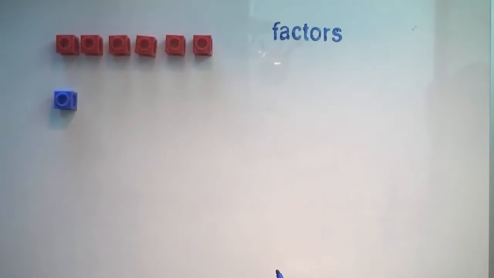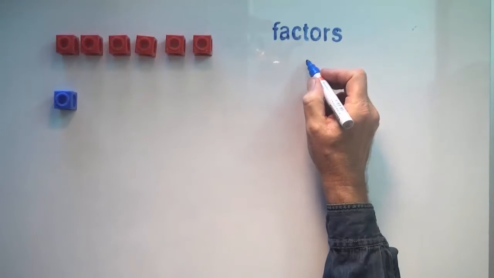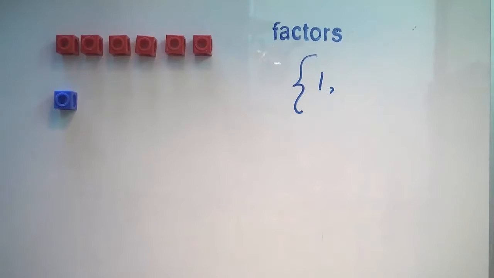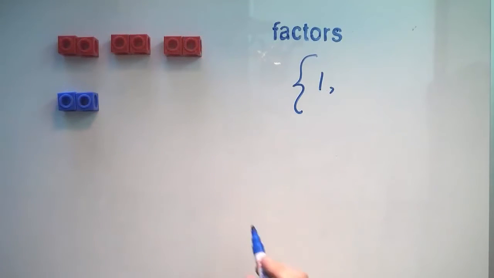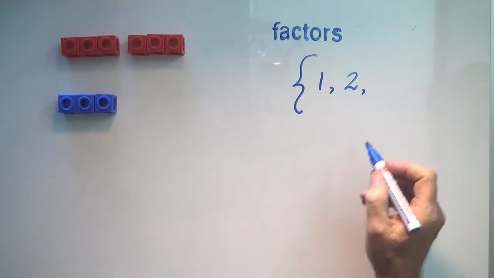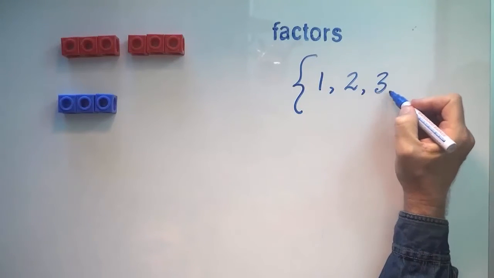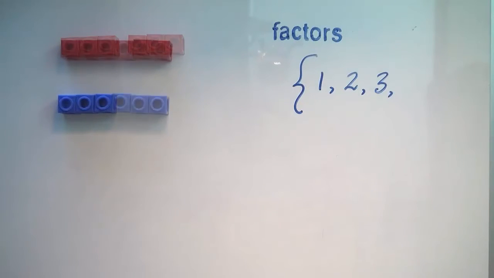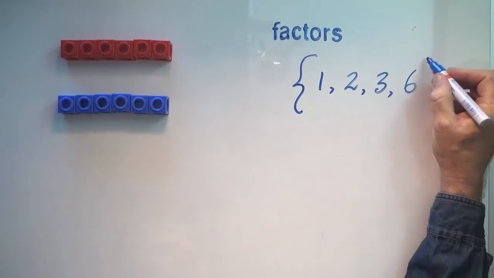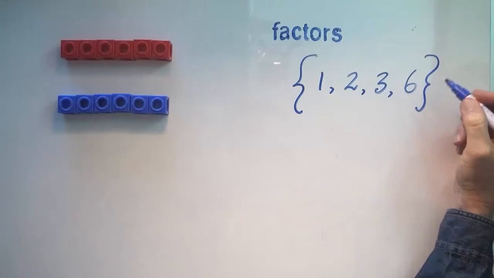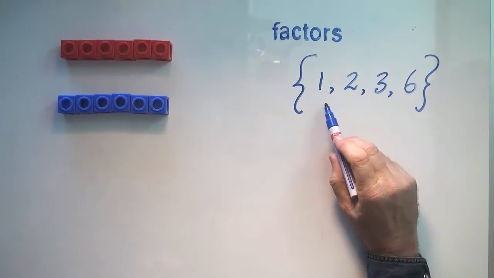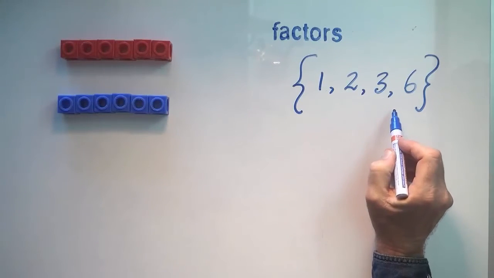1 divides into 6. So here I'm going to write 1. 2 also divides exactly into 6. And 3 divides exactly into 6. And lastly, 6 divides exactly into 6 just once. So there are the factors of 6. There are 4 of them: 1, 2, 3, and 6.